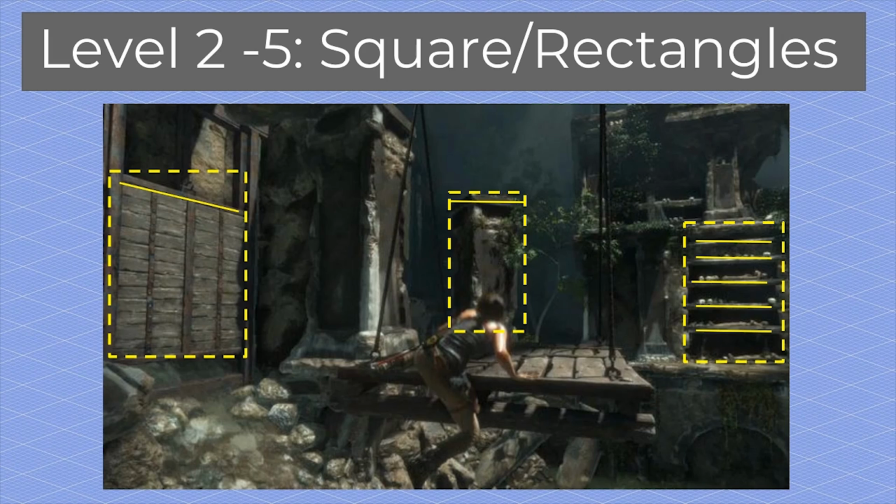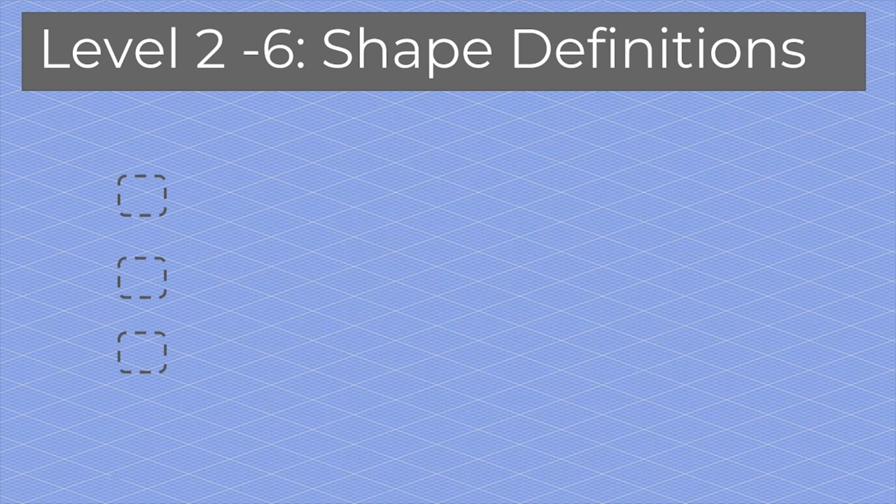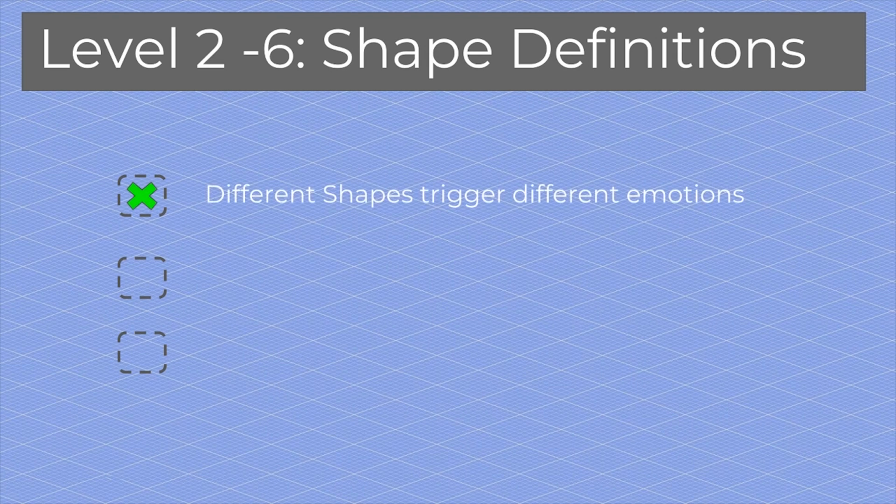Even the platform that Lara is climbing upon is a square platform as well, again signaling to players that these are stable spaces for the player to use. So within this, there are a few points that we can take away.